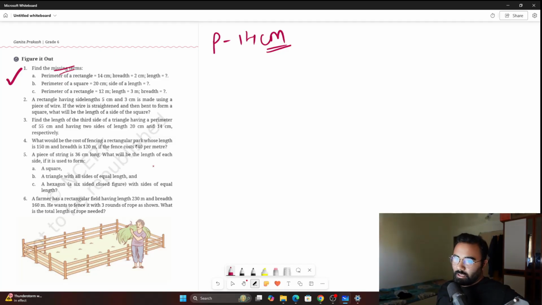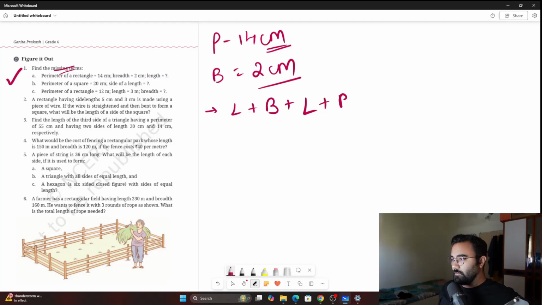So perimeter of a rectangle is given, that is 14 centimeter. Now the breadth is given as 2 centimeter. Now you need to find the length. Alright, so how will you do it? First of all, you must remember the formula for perimeter of a rectangle. What is the perimeter of a rectangle? Length plus breadth plus length plus breadth is equal to 14. This has been given to you.